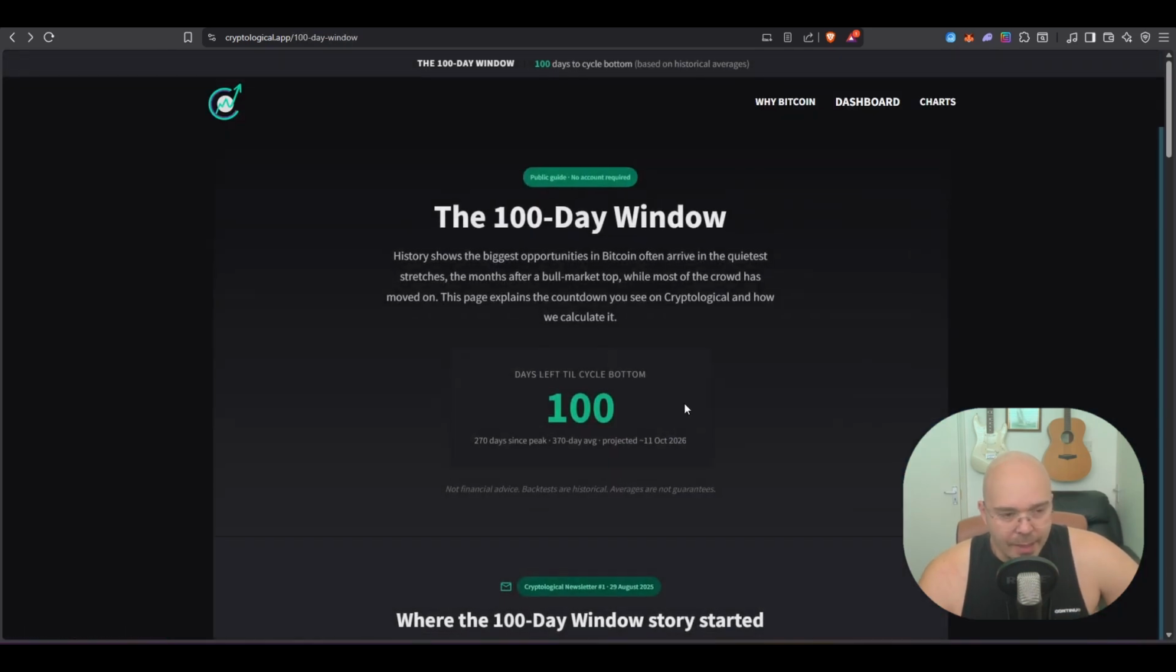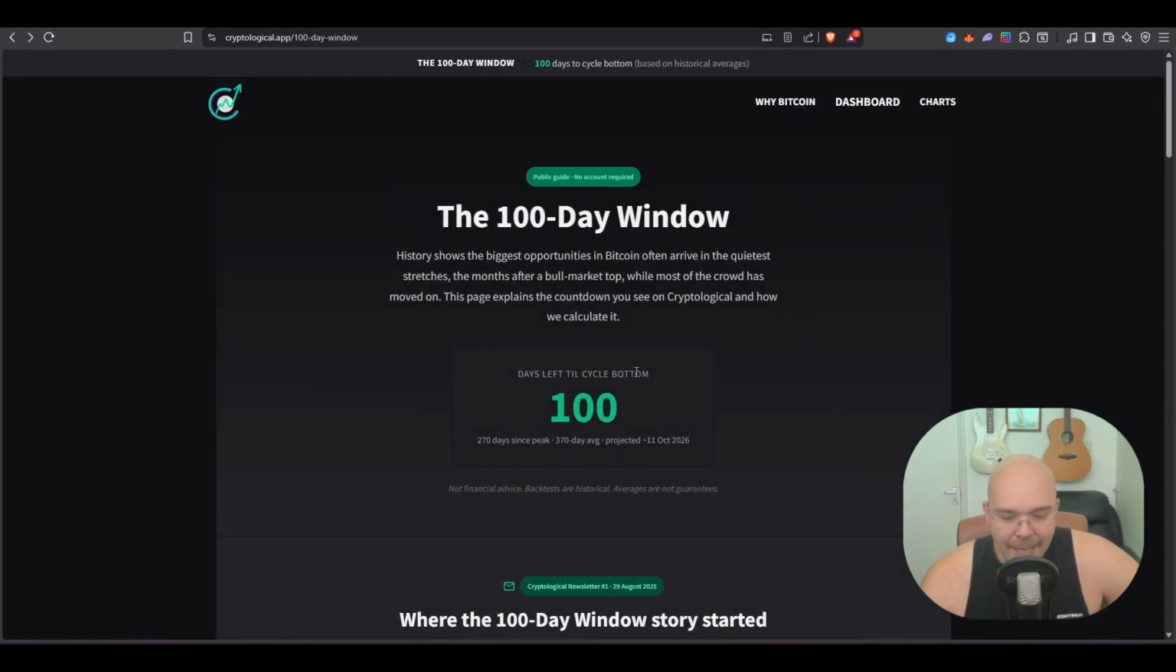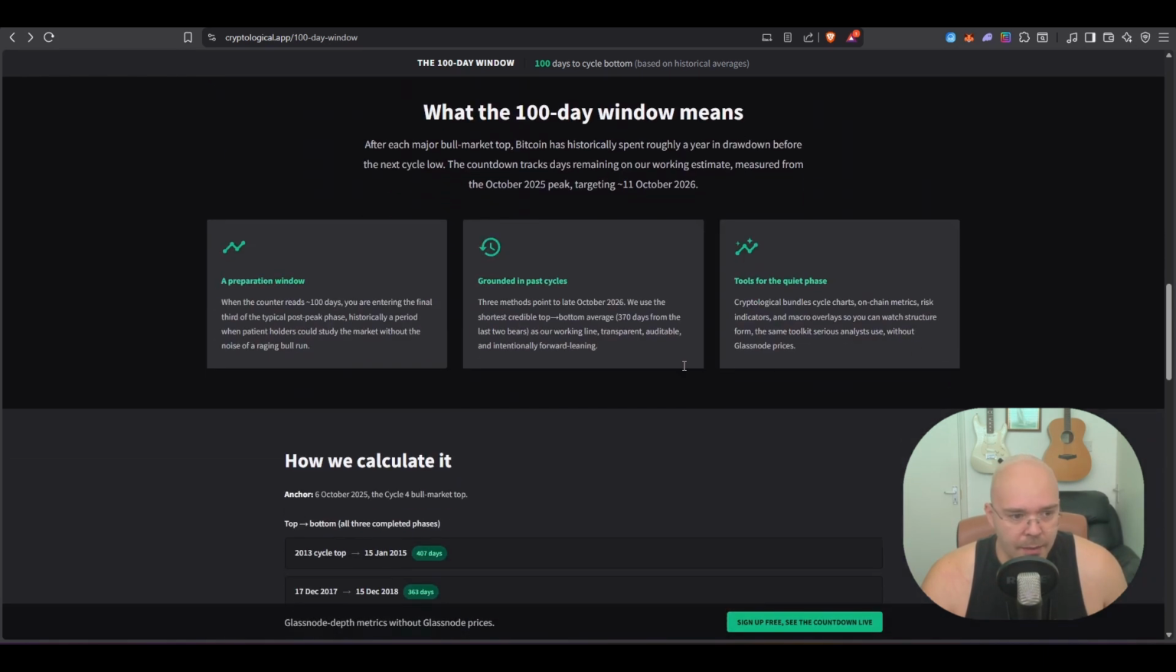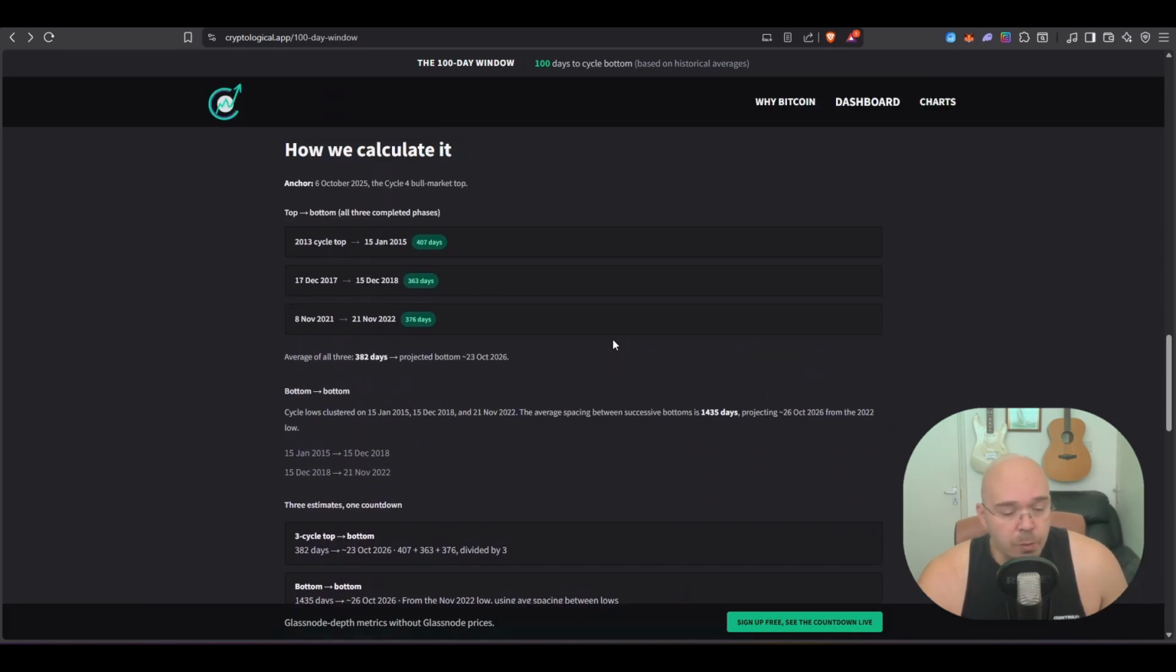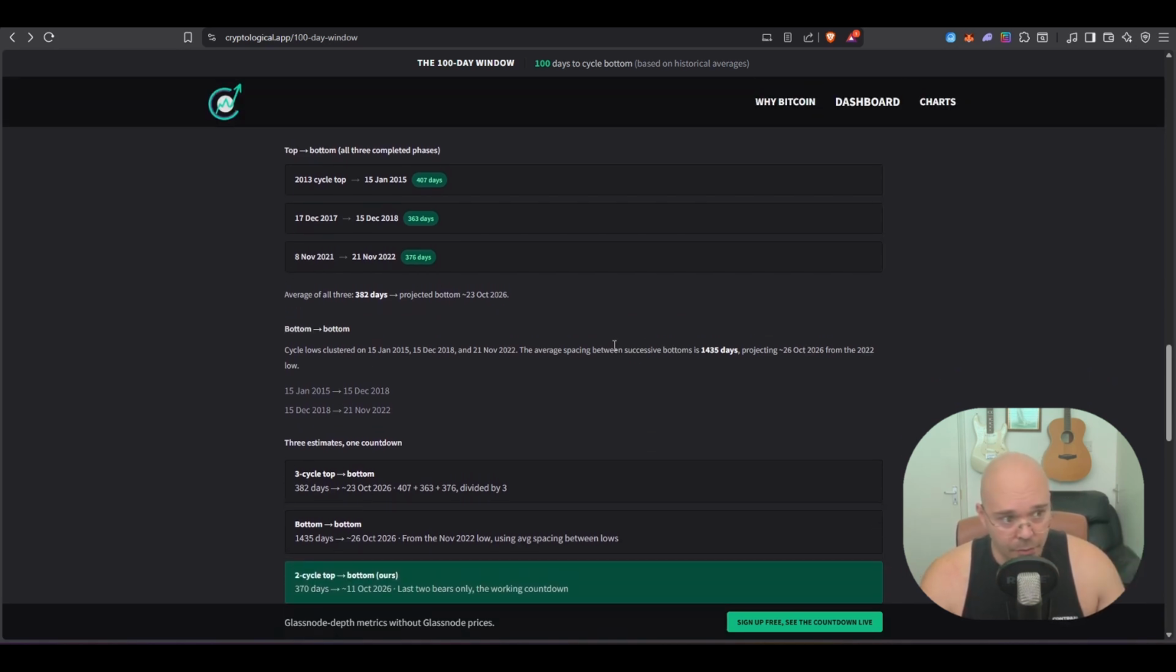So that got me thinking. Let's pay attention to the average length of cycle tops and cycle bottoms, from tops to bottoms and from bottoms to bottoms, and then work out what it's predicting. And it turns out it's predicting a cycle bottom for Bitcoin somewhere between October 11th and October 25th or so, if you look at the top to bottom and bottom to bottom average cycle length.